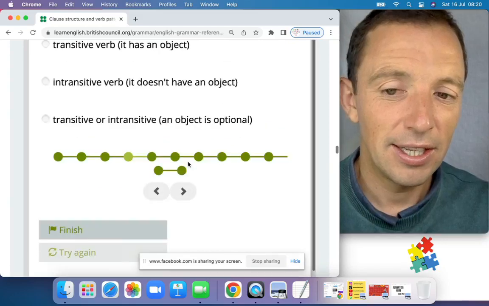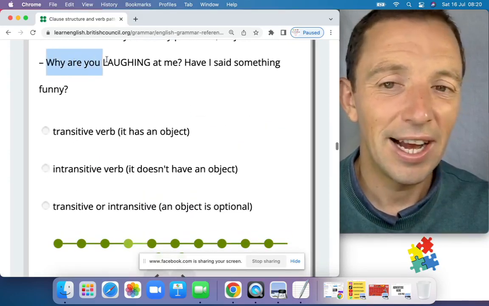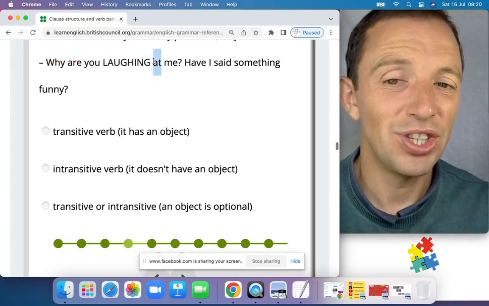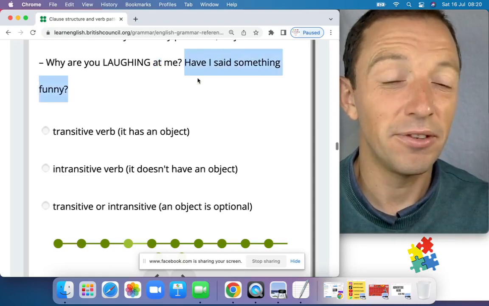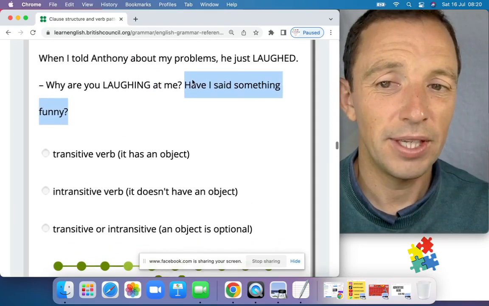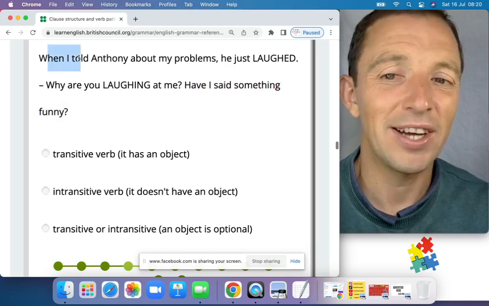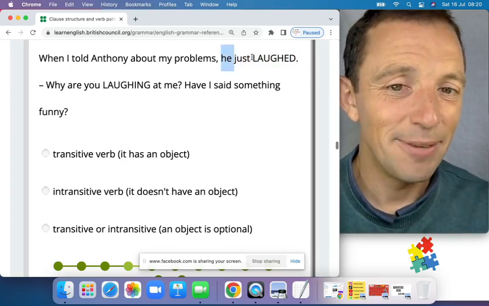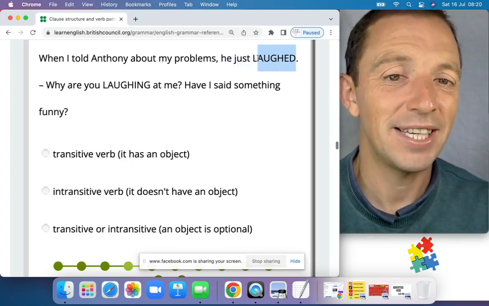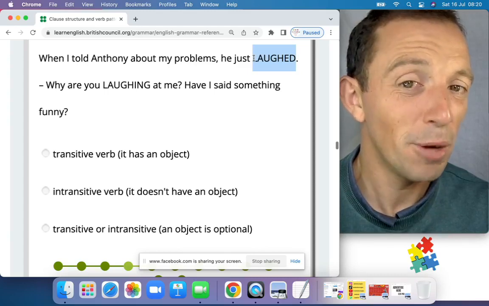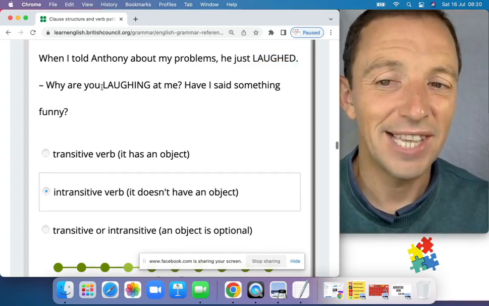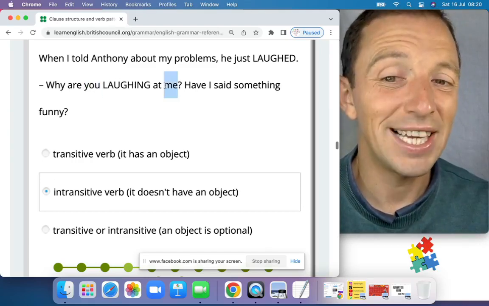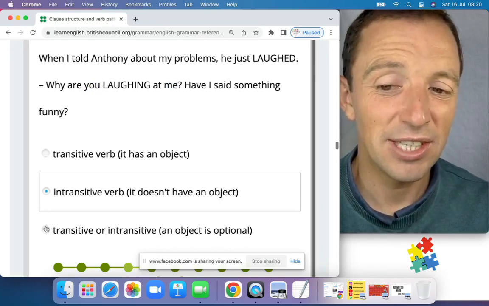Next, number 4. Why are you laughing at me? The verb is to laugh. The preposition is at me. Have I said something funny? For example, when I told Anthony about my problems, he just laughed. The subject is he, just is a type of adverb, and laughed is the verb. There's no object, so that is intransitive. But the second example, why are you laughing at me, is a question, and the subject is you, but the object is me. So that's transitive or intransitive.